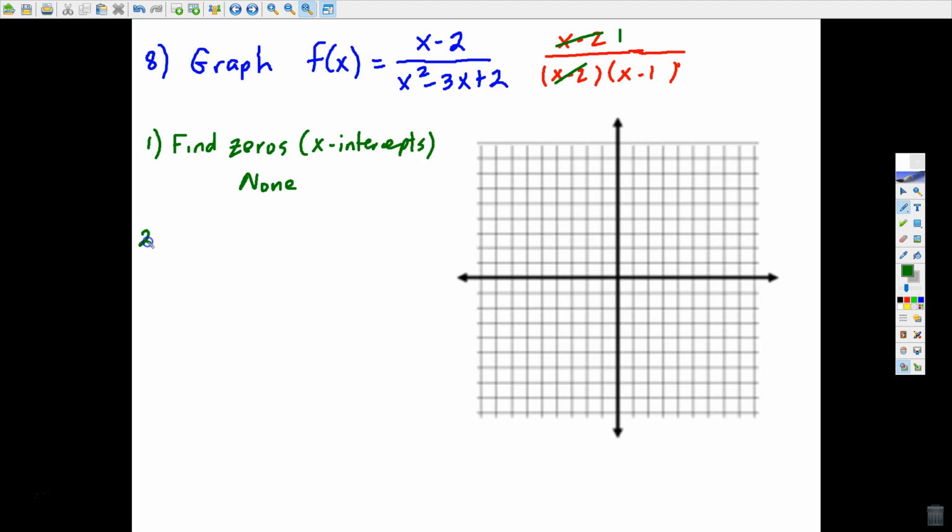Okay, so now we're going to find asymptotes. Do we have, first of all, a vertical asymptote? Well, let's see. We're going to have a vertical asymptote after canceling. We're only going to have a vertical asymptote here at x equals 1. So let's just go ahead and draw that.